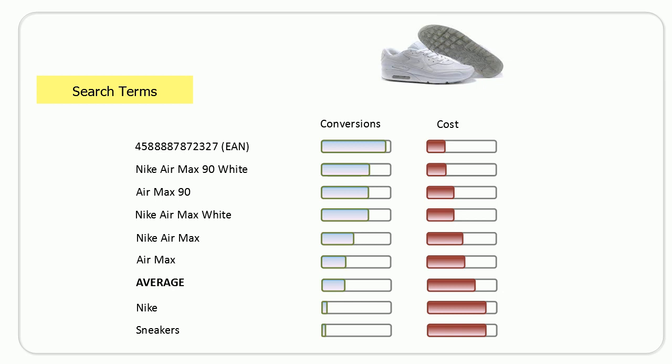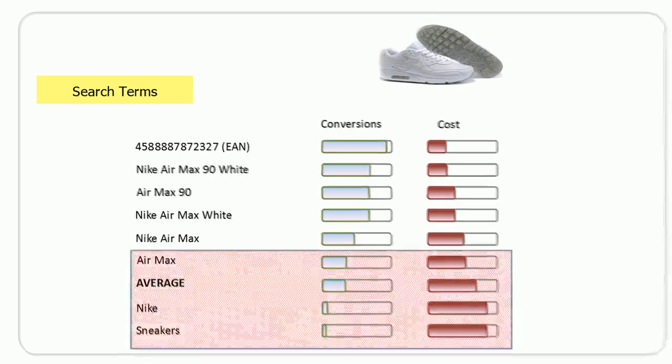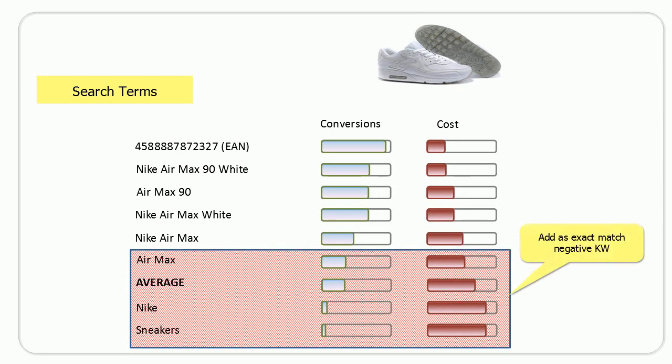So, for example, the EAN had the best relation between conversions and cost, and the terms like sneakers and Nike have a very bad relation between conversions and cost. So normally what we would try to do is to exclude terms that don't have a good relation between conversions and costs, or in other words have a high CPA. For example, we would add Air Max as a negative keyword, and Nike and sneakers as well. But we can't add them as a broad match negative keyword. We have to add them as an exact match negative keyword.